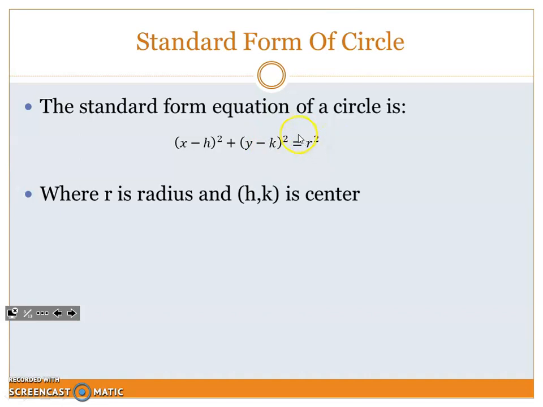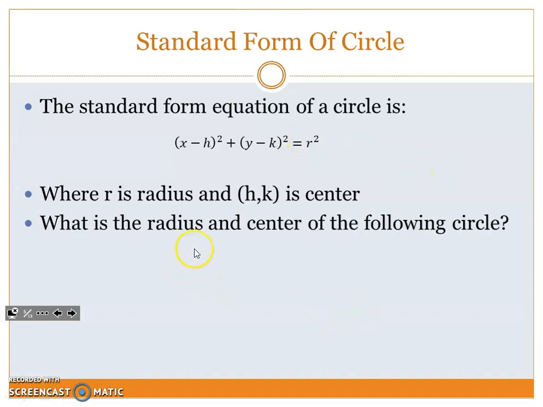So when we graph these circles, you're going to need to know what the center of the circle is so that we can plot the center of the circle. And then we're going to need to know what the radius is so we know how far it is from that center to the edges. Okay? So, starting out, I've got, what is the radius and the center of the following circle? So I've got (x - 13)^2 + (y + 5)^2.